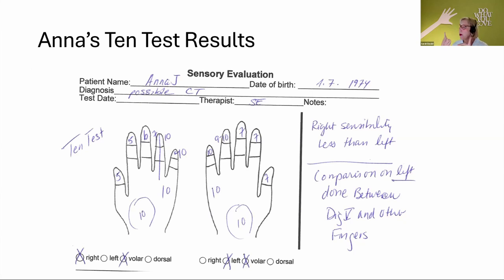And you can see in both of her little fingers, she rates that as good sensation. Also in the palm, good sensation, 10 out of 10. And then as we compare to that little finger, it is less sensation. Okay.